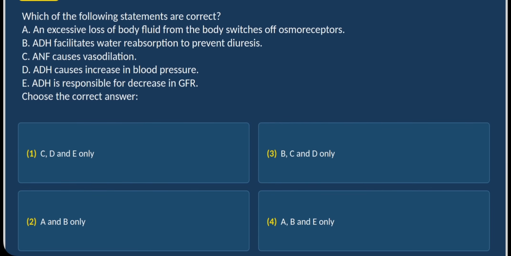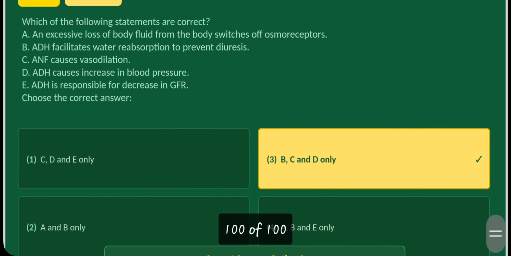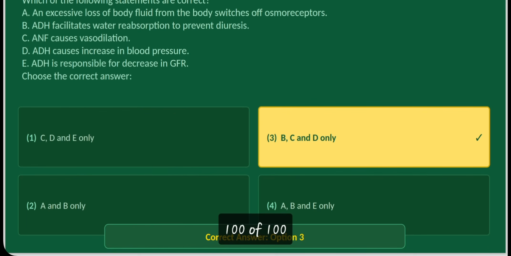So which of the following statements are correct? In this you can notice that B, C and D. So ADH facilitates water reabsorption to prevent diuresis is correct. Then there is the C part of it. ANF causes vasodilation. ADH causes increase in blood pressure. So these three statements are correct. Remaining are incorrect. B, C and D.